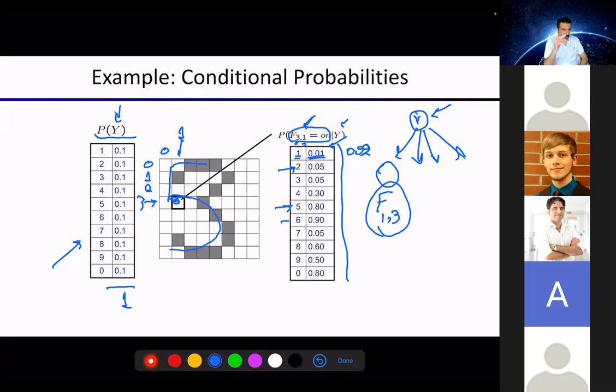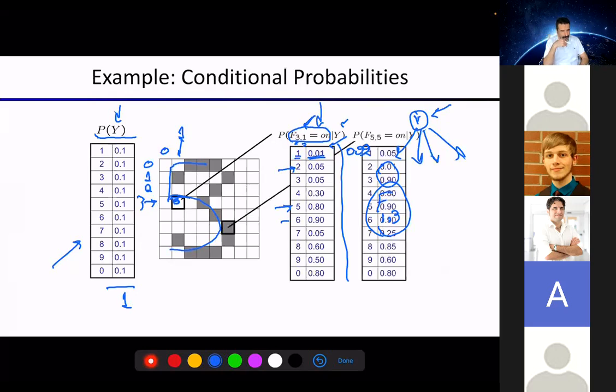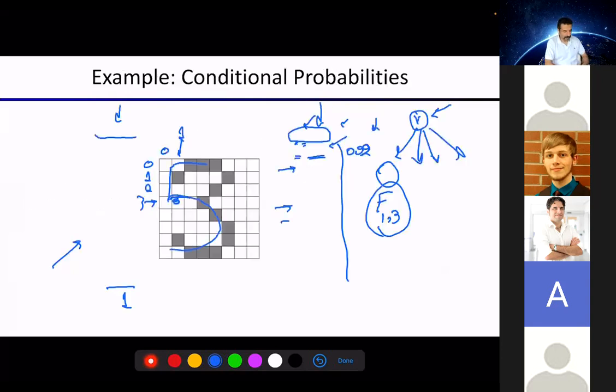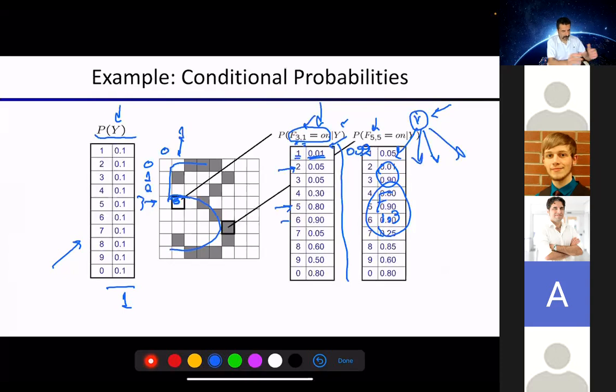So you see this conditional probability, and how you need to make sense of it. You have the similar conditional probability for other features, right? For F5 and 5, and so on. And then once you have these little structures, and again, you saw that these are little structures.